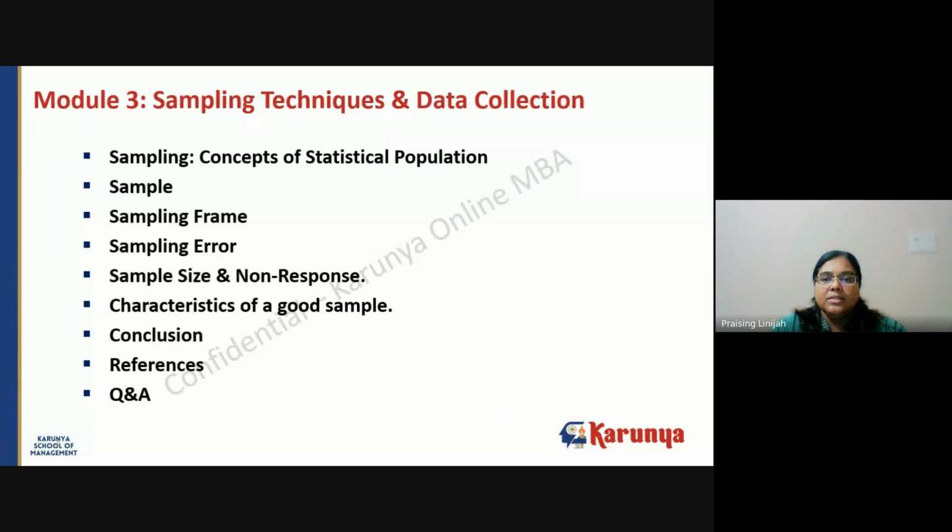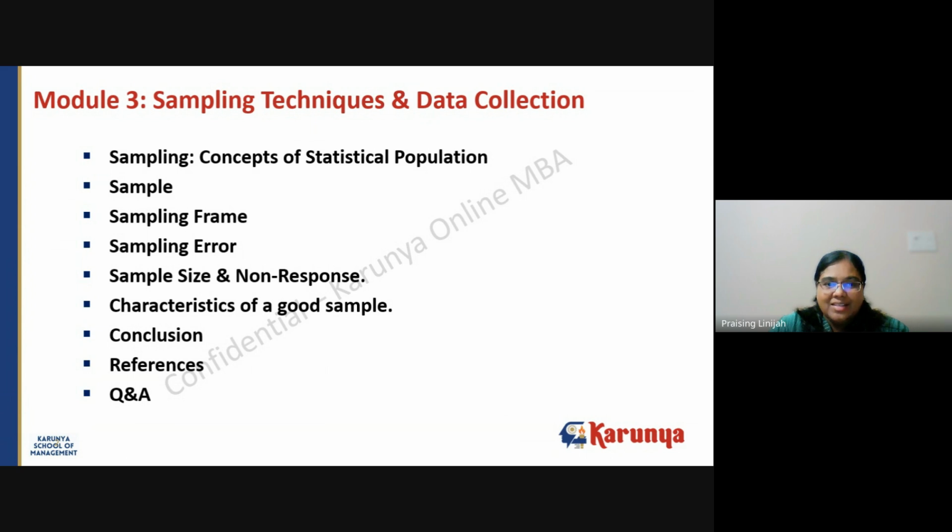Welcome to this session on Business Research Methods, Module 3, Sampling Techniques and Data Collection. In this phase, we'll be exploring the fundamental concepts of sampling, what it is, why it matters, and some key terms you need to understand.